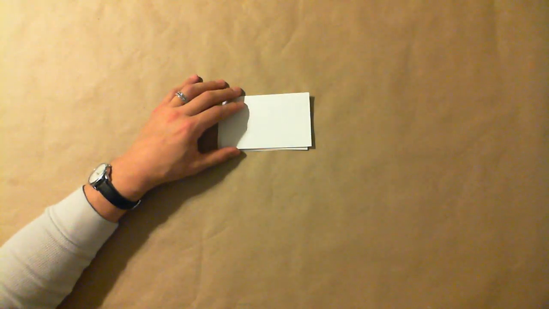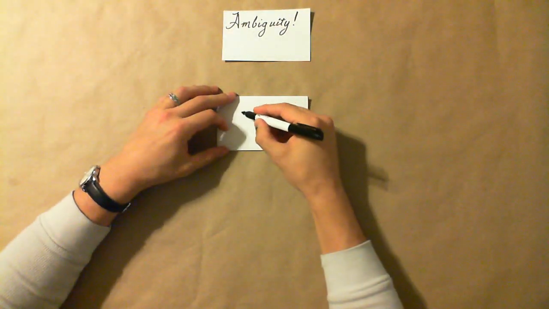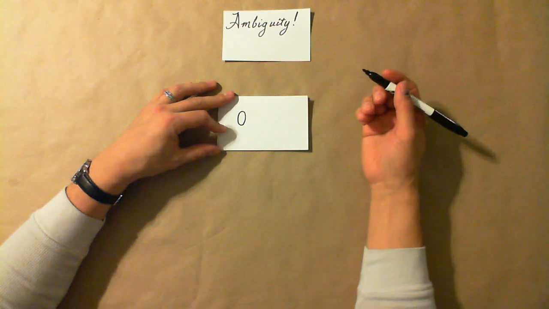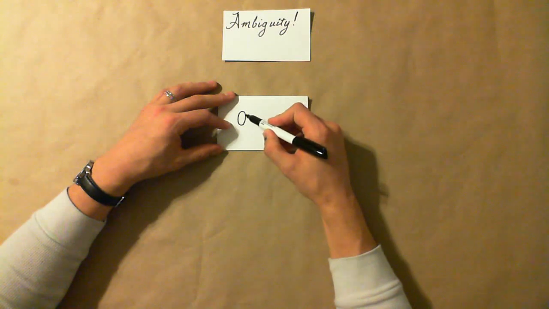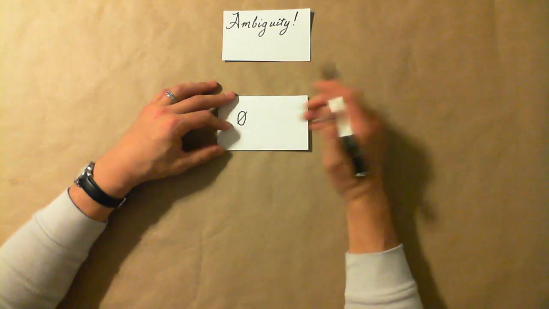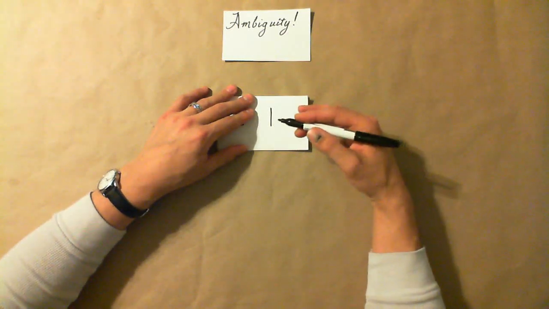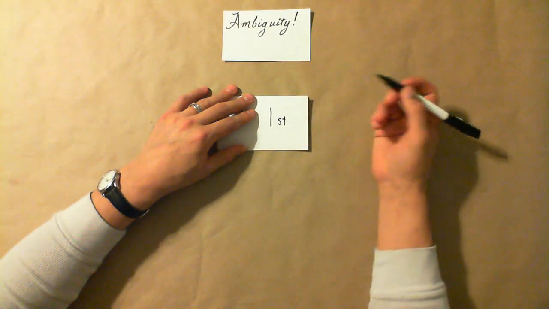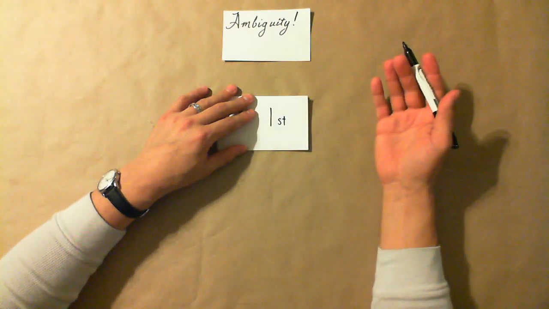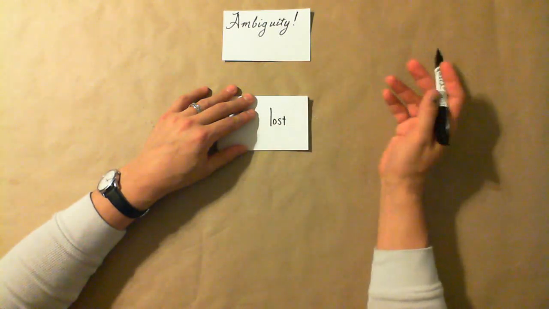We could have this here. We could have, for example, this. Now, if I do that, you are not quite sure if it's an O or a 0, right? Some people like to go like this, and now you know it's a 0. Here's another one. This. You're not quite sure if it's an L or a 1. If I go like this, now you probably think it's a 1, because it looks like first. But then again, if I go like this, now you think it's an L again because it looks like lost.